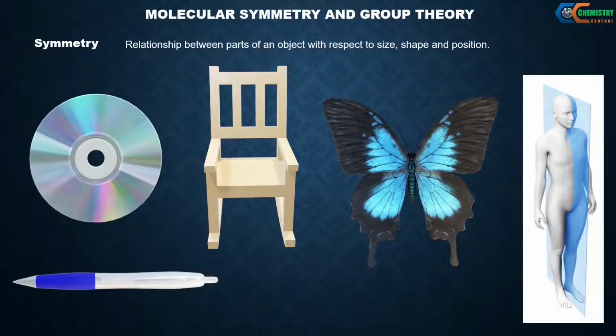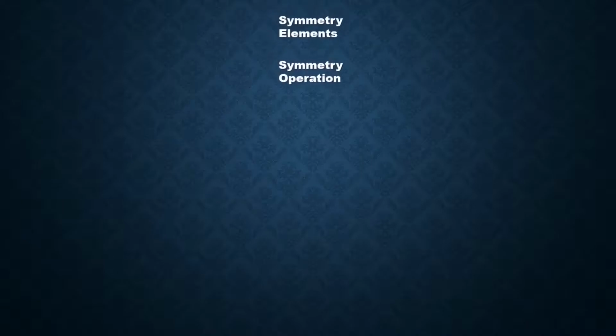In group theory, as the name suggests, we divide the molecules based on their symmetry properties into certain groups known as point groups. These symmetry properties are known as symmetry elements and symmetry operations. What is the difference between symmetry element and symmetry operation?